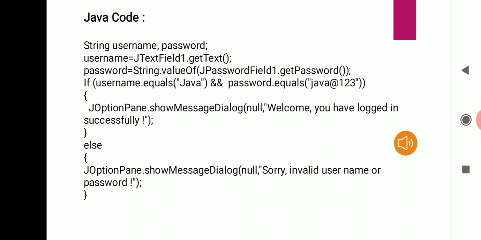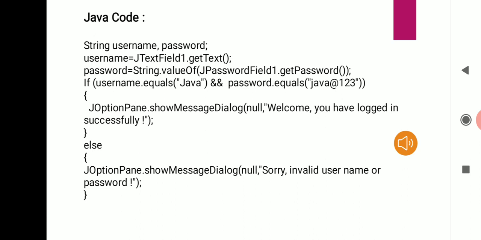But in case the username or the password is typed incorrectly by the user, then there is a mismatch, and then the statement inside the else clause will get executed instead of the if clause. The statement inside the else clause displays the message, "Sorry, invalid username or password," at the center of the user's screen.